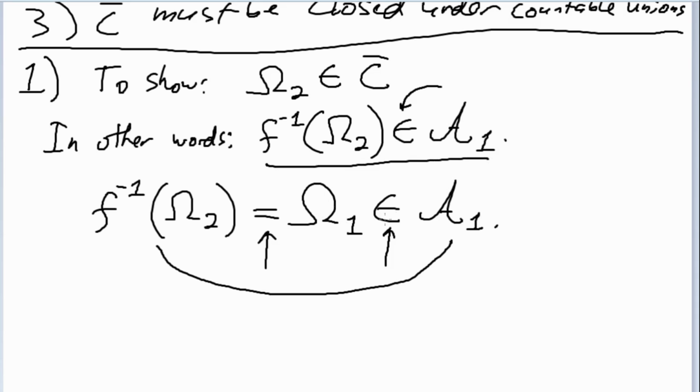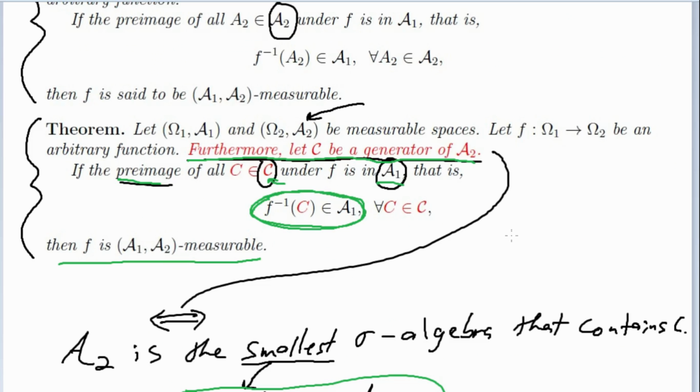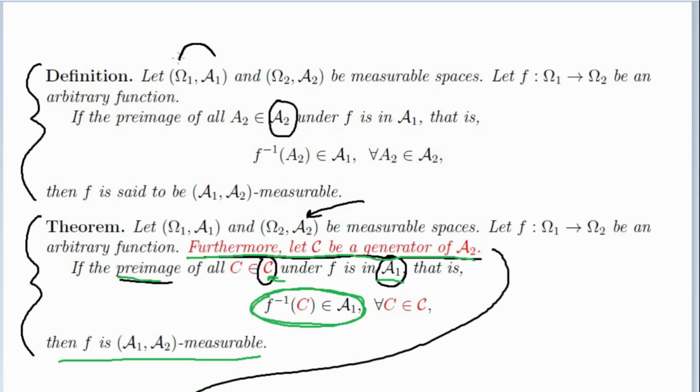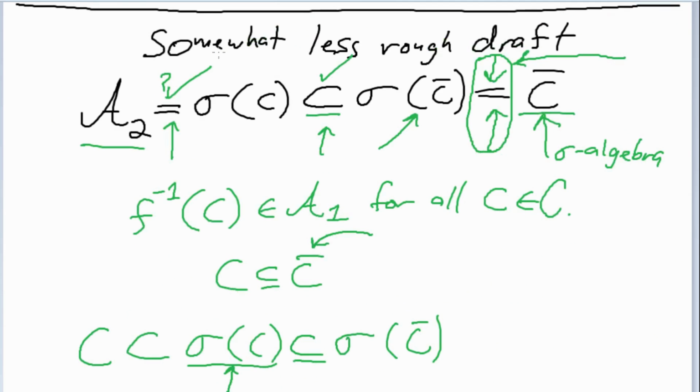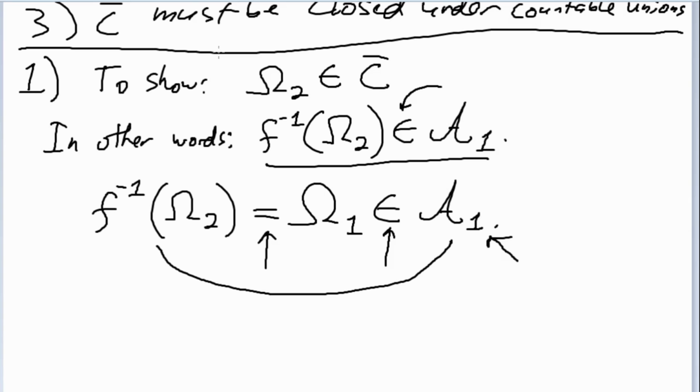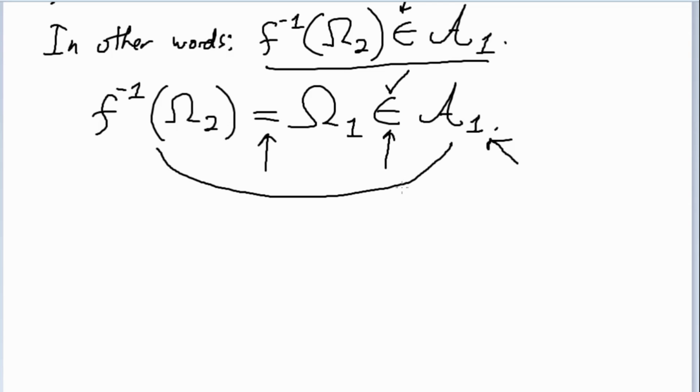So, is omega 1 an element of A1? Well, A1 itself is a sigma algebra, right? So it has to contain its base set. And A1's base set, as we can see here, is omega 1. So, indeed, omega 1 is in A1.